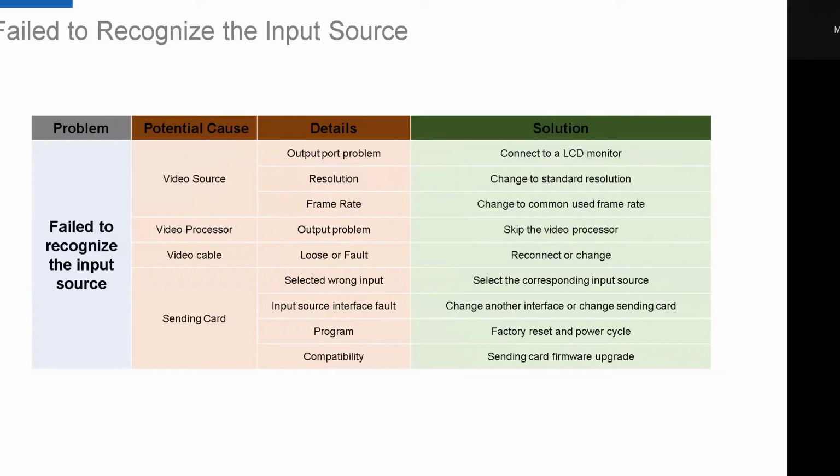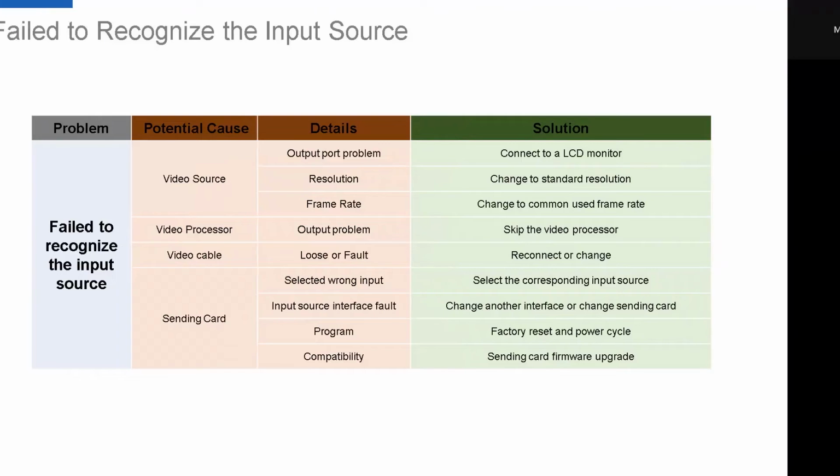First, we need to see whether we chose the correct input source, because most of our controllers can support multiple different input sources, and you need to make sure you selected the correct input. The second one is an input source interface fault. Change to another interface or change the sending card, and see whether it solves the problem. The third one for the sending card is a program issue. The internal program having some issue may cause the input source recognition problem.